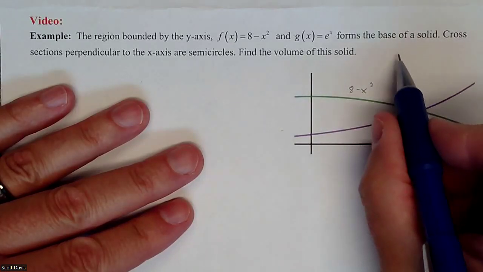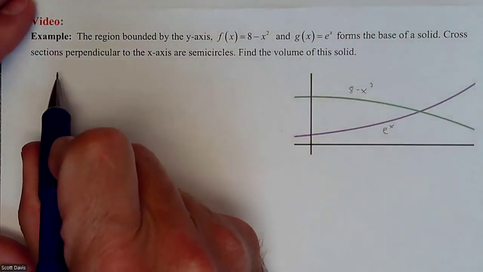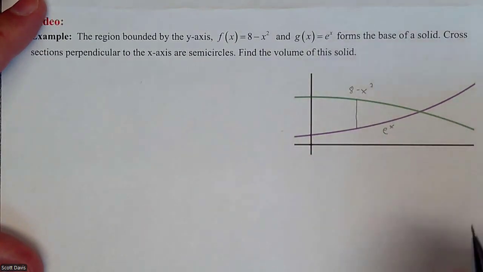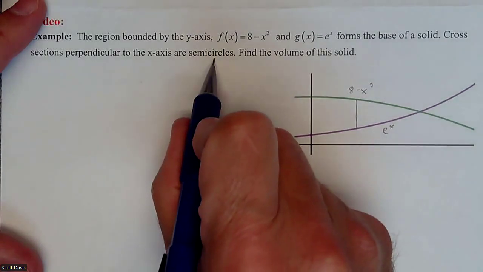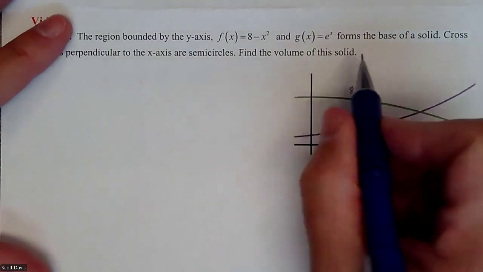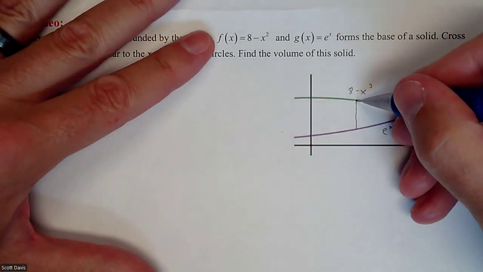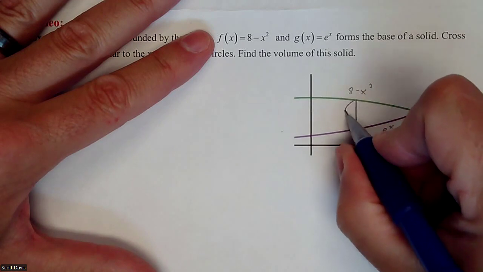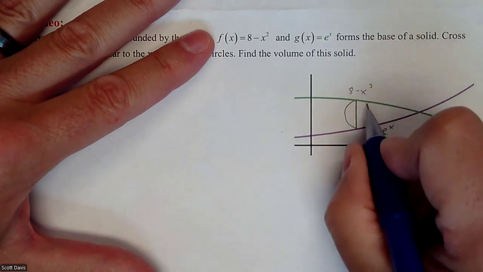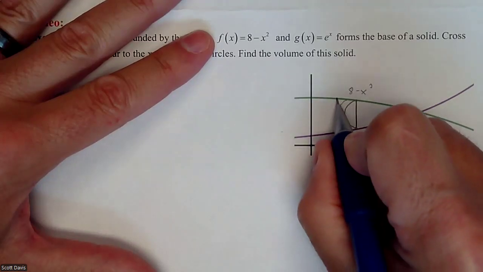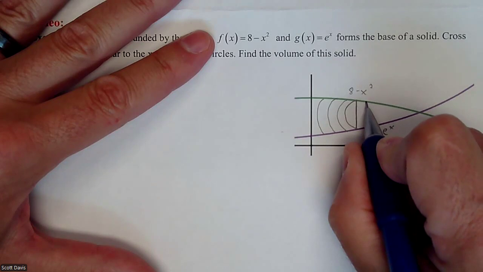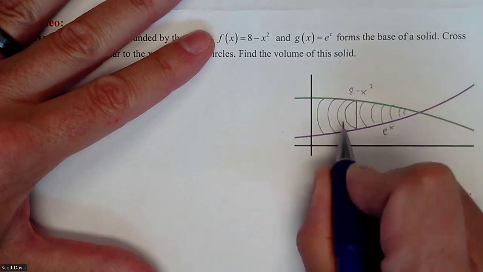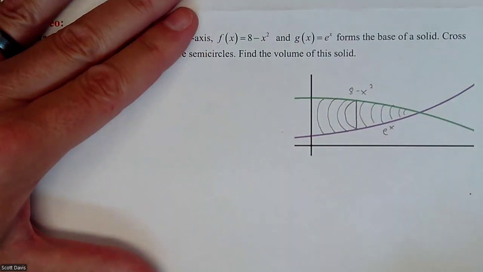It says it forms the base of a solid, cross sections perpendicular to the x-axis. So cross sections that are perpendicular to the x-axis are semicircles. We want to find the volume of this solid. So what we have going on is that you have this base, and then from the base, you're making these semicircles from here. And so it just continues and gets bigger and bigger, and if you went in this direction, it's getting smaller. And so you're creating this three-dimensional shape.